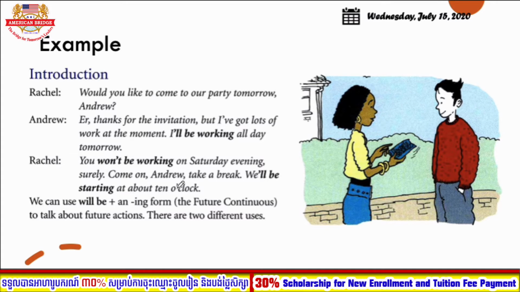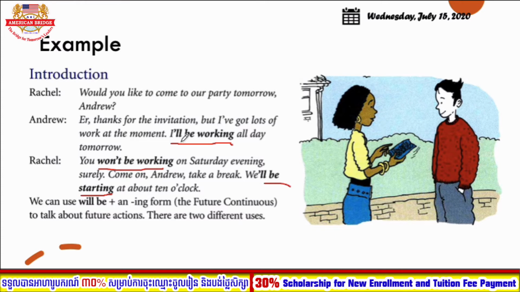When you read this conversation with me, as you can see, there are words written in bold, and these are the words that use future continuous. So the form of future continuous in this situation is will be plus verb ing, which is the future continuous. There will be two different usages. We will look at these, but now let's look at the context in this conversation.